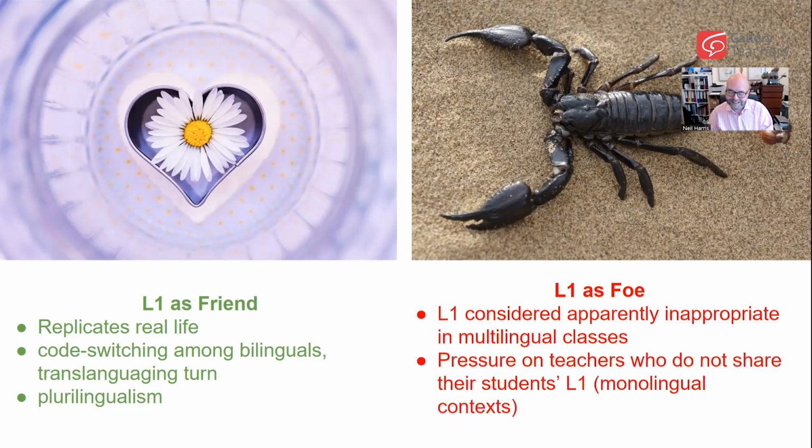Likewise, there is, I think, still in some cases pressure on teachers who do not share their students' L1, the monolingual context, to avoid L1 students' own language use. Plus, of course, the final point, there is that residue, I think, of cultural imperialism, the colonial aspects of English as a world language. It's probably becoming fairly clear already where I sit in terms of my position. And I do very much adhere to the belief that L1 is the friend rather than the foe.